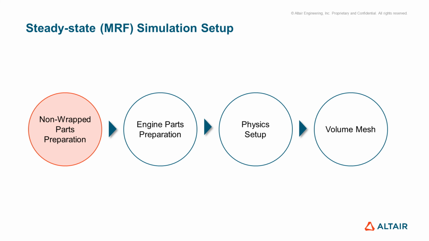Now let's start with the setup of the steady-state simulation, which will be split into four different sections. The geometry cleanup and surface meshing of the model's components will be demonstrated, followed by the physics definition and finally volume meshing. Firstly, I will proceed with the preparation of the canopy parts that will not be wrapped.